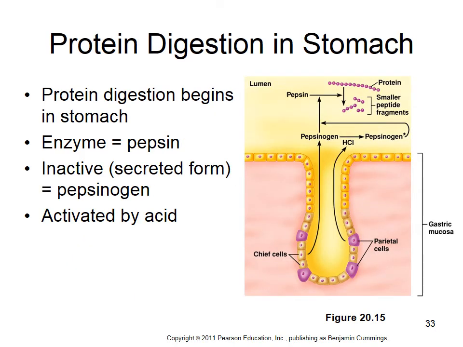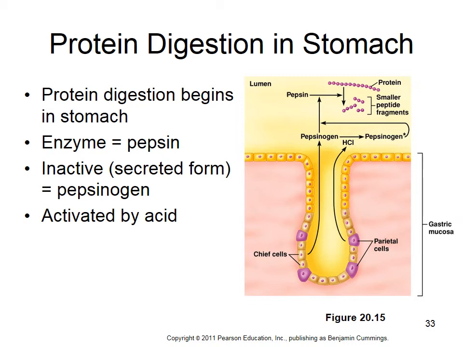Right, so protein digestion starts in the stomach with the proteolytic enzyme pepsin. Okay, so remember those chief cells secrete pepsinogen, and then the parietal cells secrete hydrochloric acid, which converts pepsinogen into pepsin. Okay, so pepsinogen is inactive until it experiences a low pH environment. Then it gets activated. Then it's going to start breaking peptide bonds in the protein inside your stomach. So you'll form smaller peptide fragments.